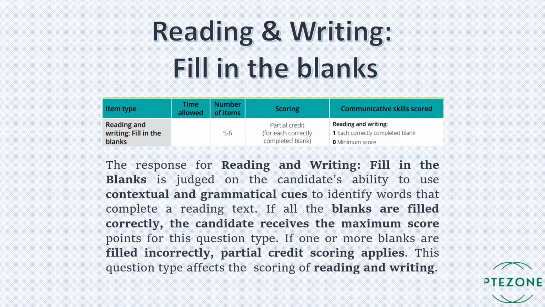Your response for reading and writing fill-in-the-blanks is judged on your ability to use contextual and grammatical cues to identify words that complete a reading text. If all blanks are filled correctly, you receive the maximum score points for this question type, which is 1 mark for every correctly filled blank. If one or more blanks are filled incorrectly, partial credit scoring applies. An important thing to note is that this question type affects the scoring of reading and writing. So obtaining good scores in this section also assists in scoring more in the writing section.